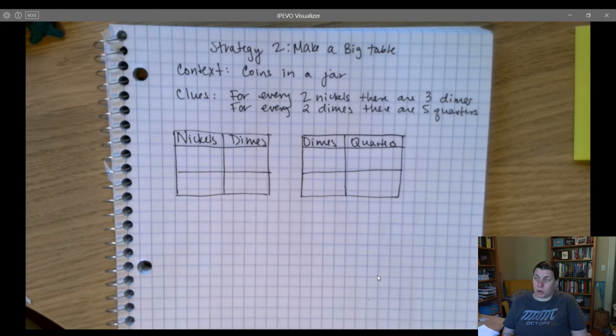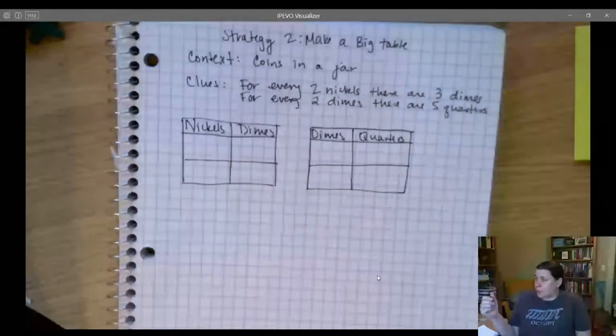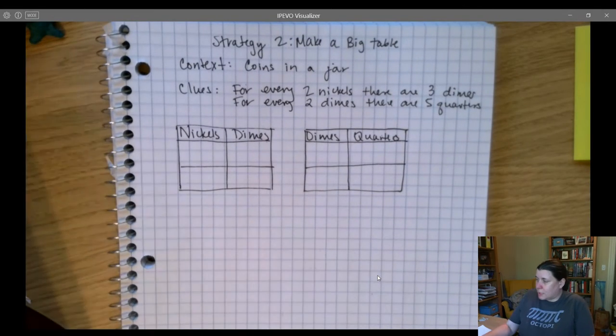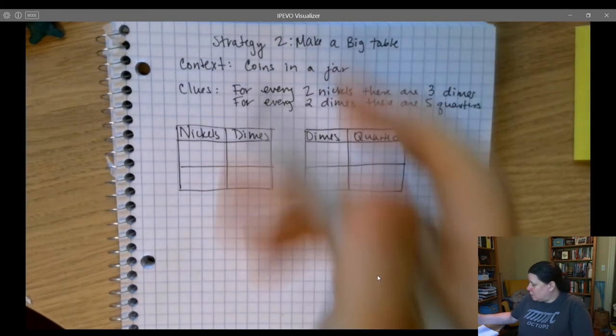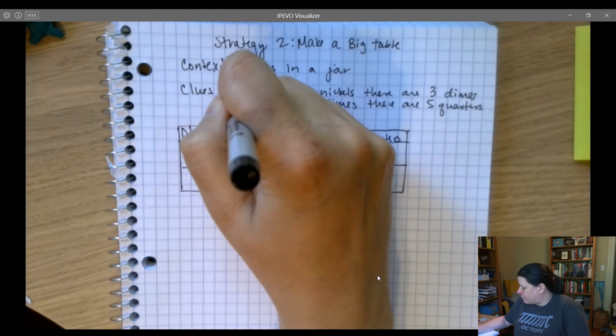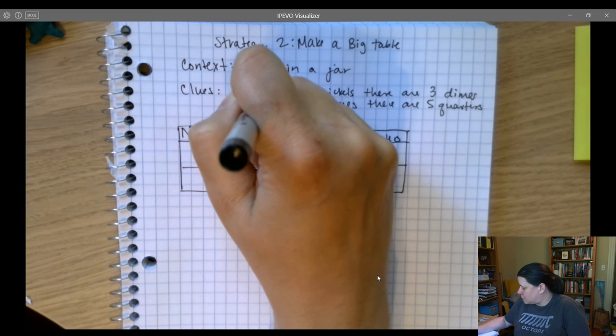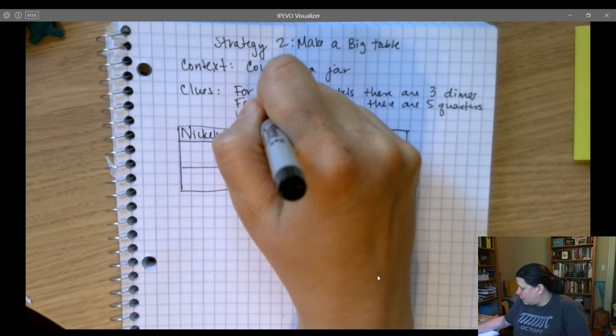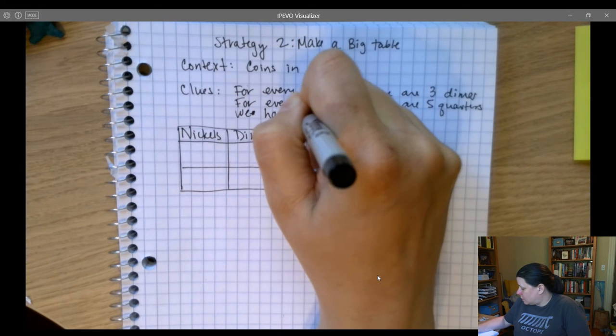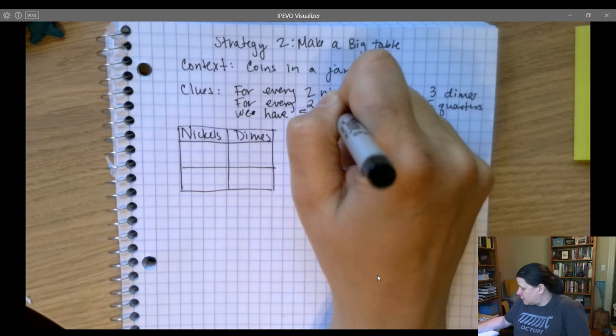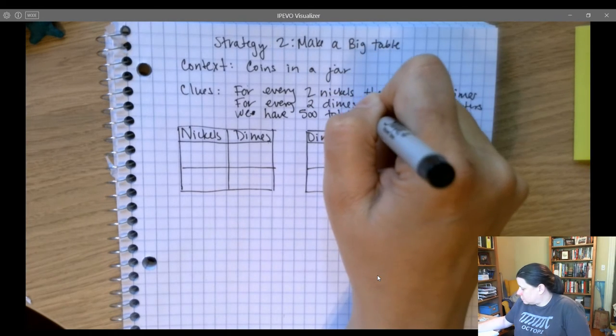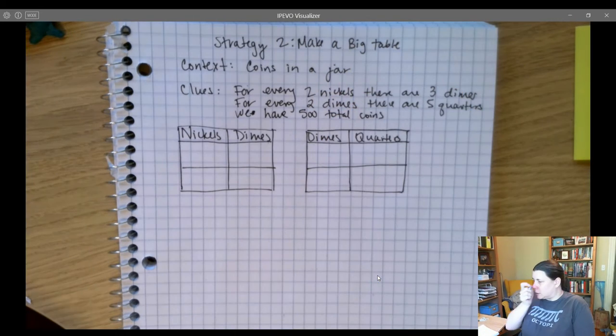As a refresher, our context is we have coins in a jar, and the clues were given: for every 2 nickels, there are 3 dimes. For every 2 dimes, there are 5 quarters. And I just remembered the other clue. We have 500 total coins. Okay, we need all of our clues.